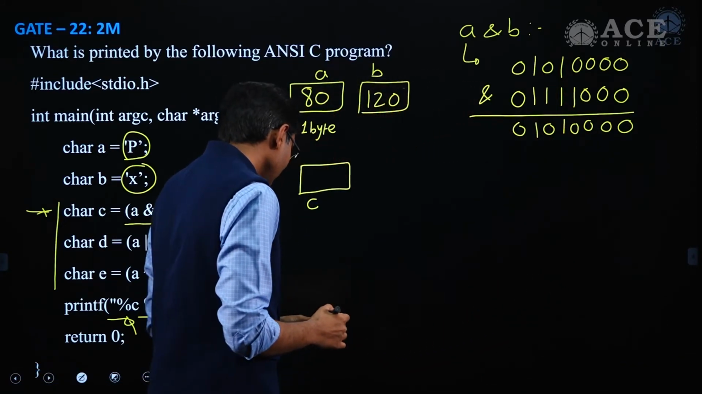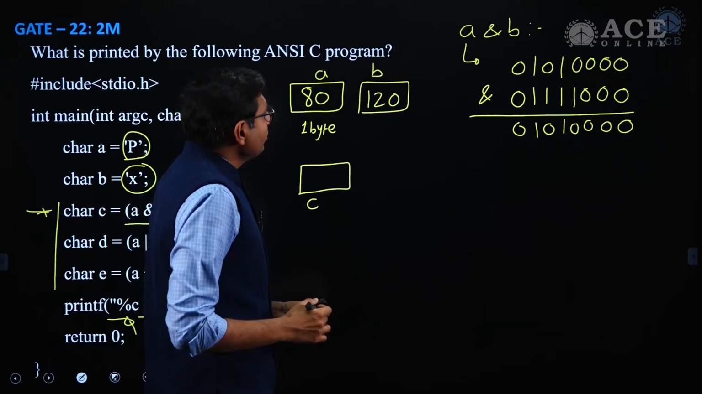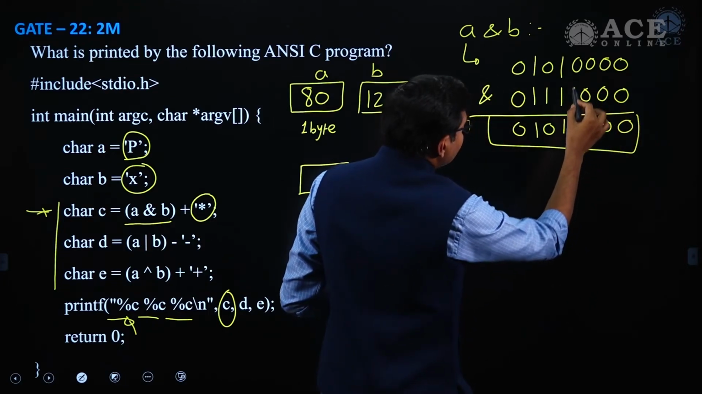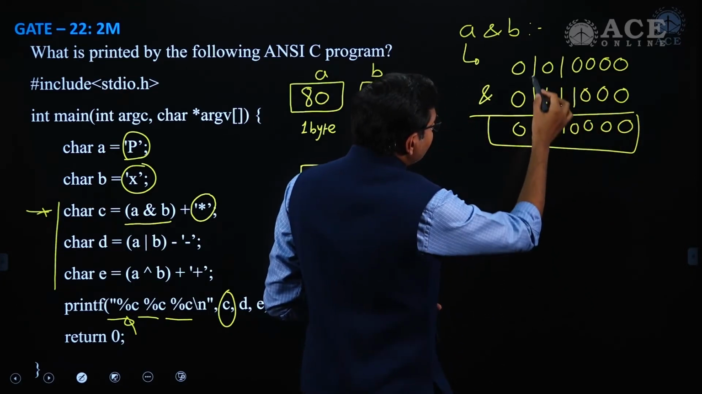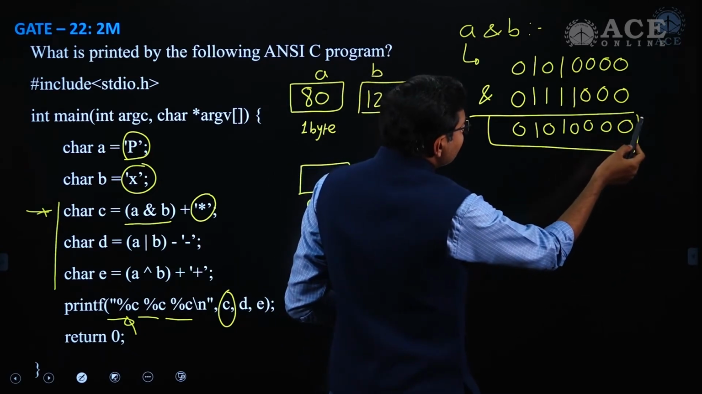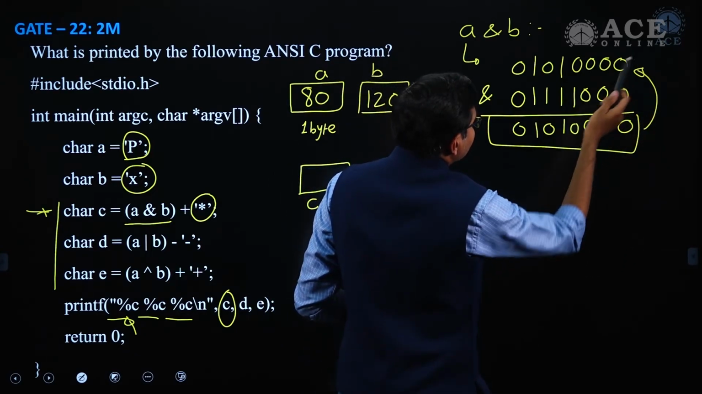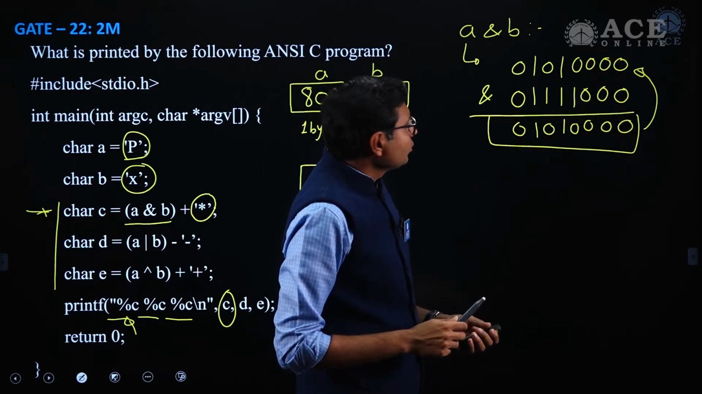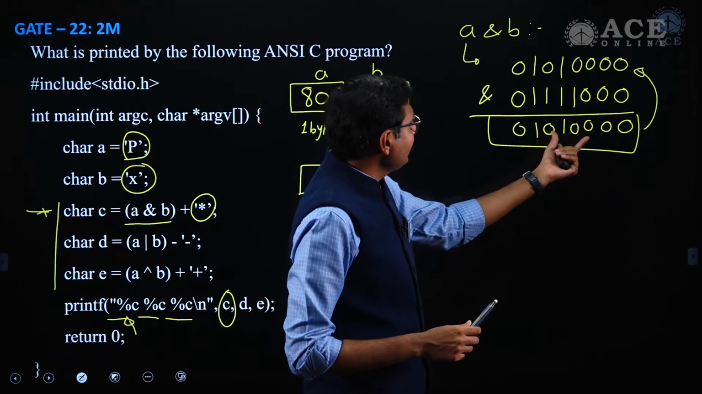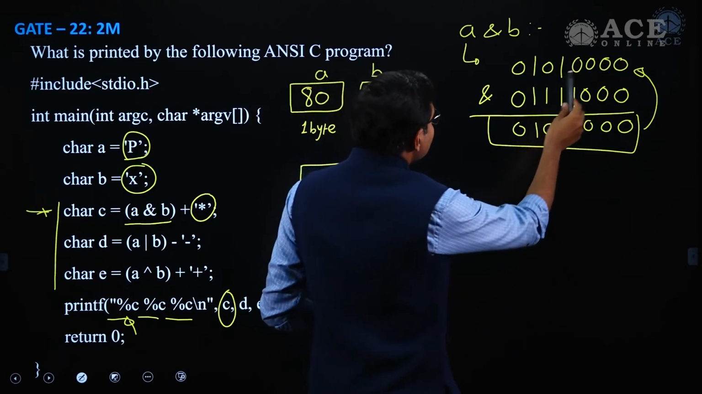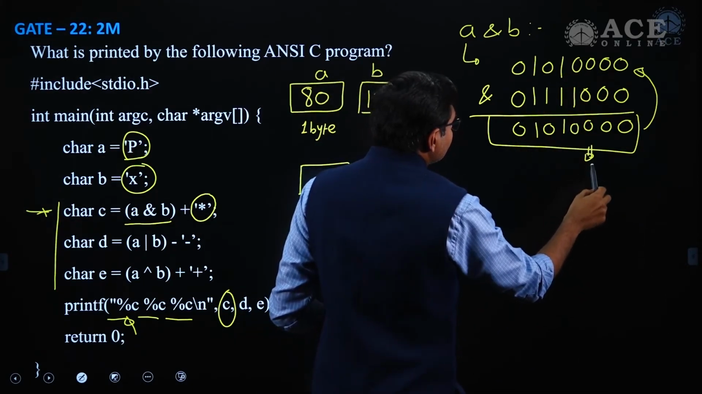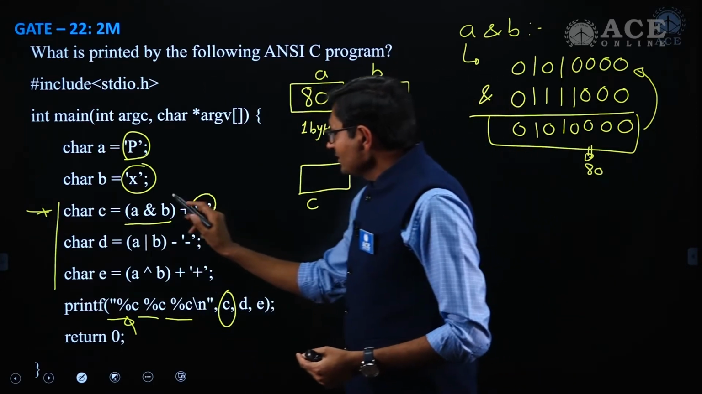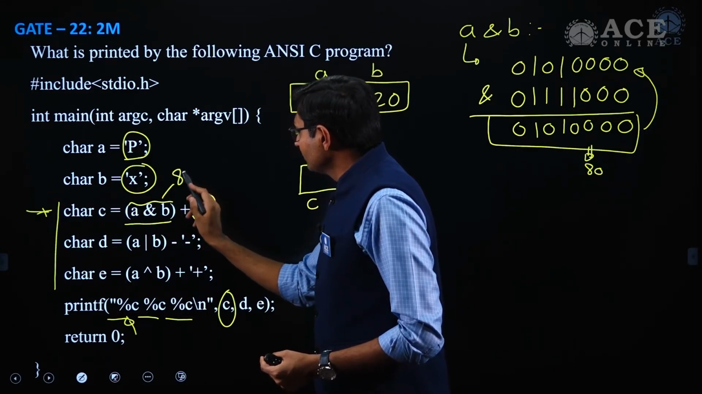Alright, so what value does it come to? Let me just verify once again, 1 and 1, correct. Is it not equal to the same one? The same one. So what will happen? This in binary is 80 only, isn't it? It is 80 only. Means this expression is 80.